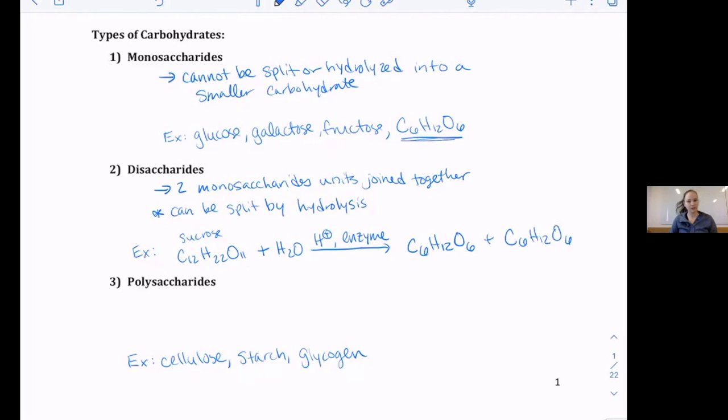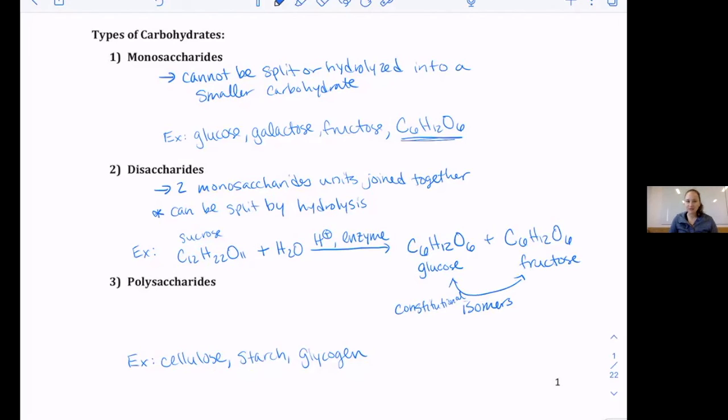If I just write the molecular formula for those, it looks like you're just splitting into the exact same thing. But in reality, sucrose is made of two different kinds of monosaccharides. So you really split it into glucose and fructose. These are isomers of each other, constitutional isomers specifically.